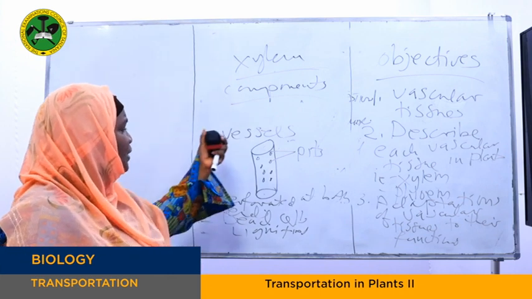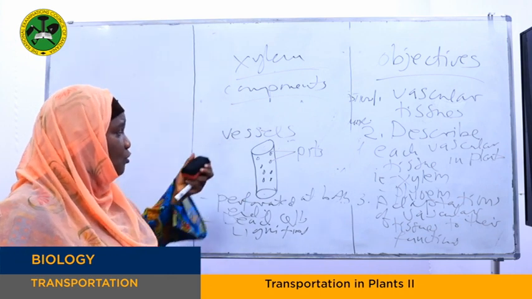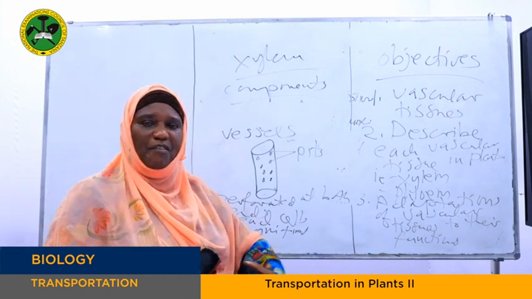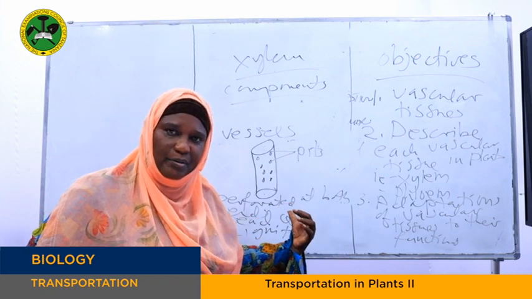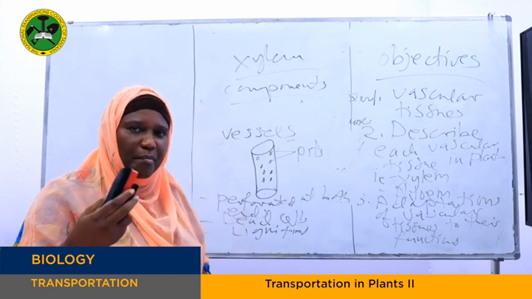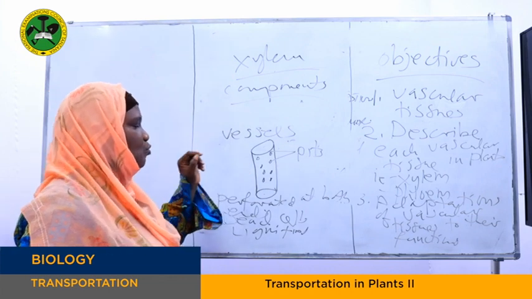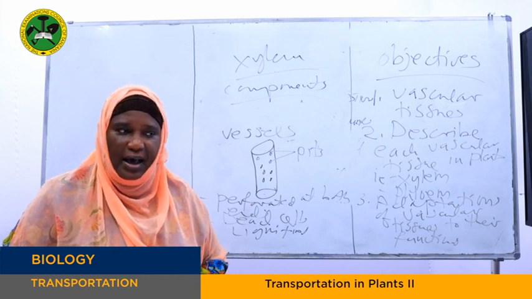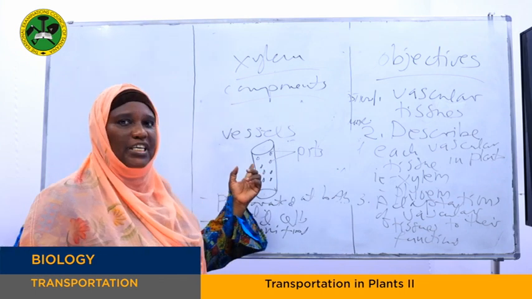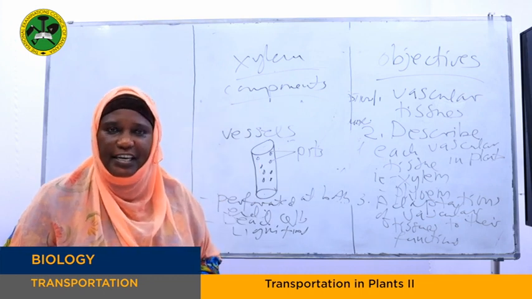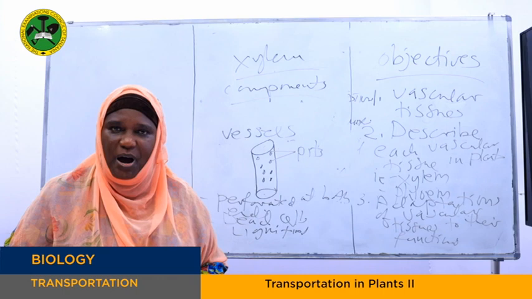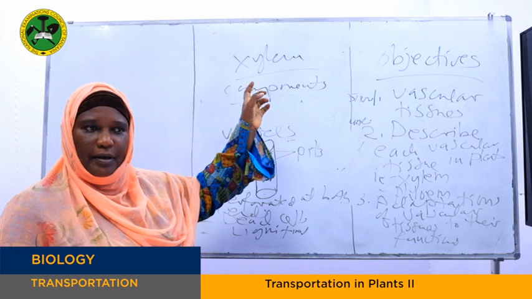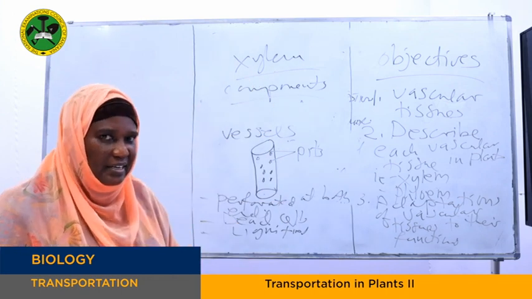After describing the structure of vessel, you are also required to know the function which is performed by these kinds of cells. Mind you that the main function of these cells is to conduct water and mineral salts. And vessels are only found in higher plants like angiosperms. But for the case of lower plants, they have only tracheids as water conducting cells.